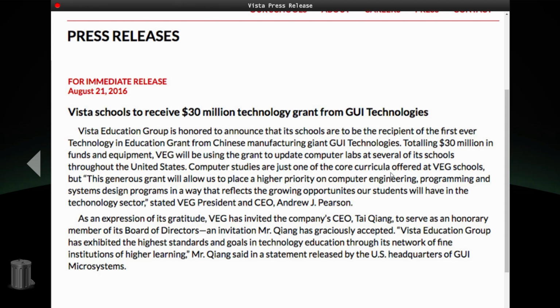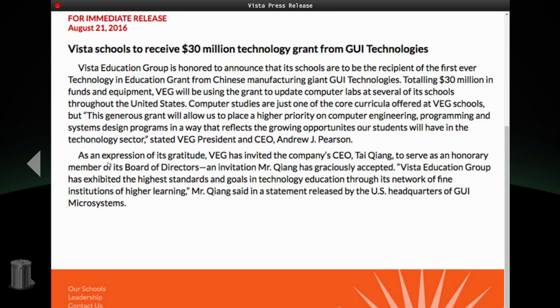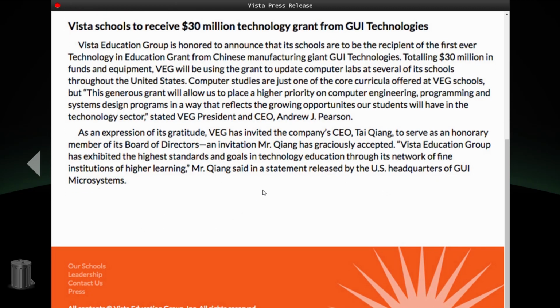Computer studies are just one of the core curricula offered at VEG schools, but this generous grant will allow us to place higher priority on computer engineering, programming, and systems design programs in a way that reflects the growing opportunities our students will have in the technology sector, stated VEG President and CEO Andrew J. Pearson. As an expression of its gratitude, VEG has invited the company's CEO, Tai Kwang, to serve as an honorary member of its board of directors, an invitation Mr. Kwang has graciously accepted. Vista Education Group has exhibited the highest standards and goals in technology education through its network of fine institutions of higher learning, Mr. Kwang said in a statement released by the U.S. headquarters of GUI Microsystems.